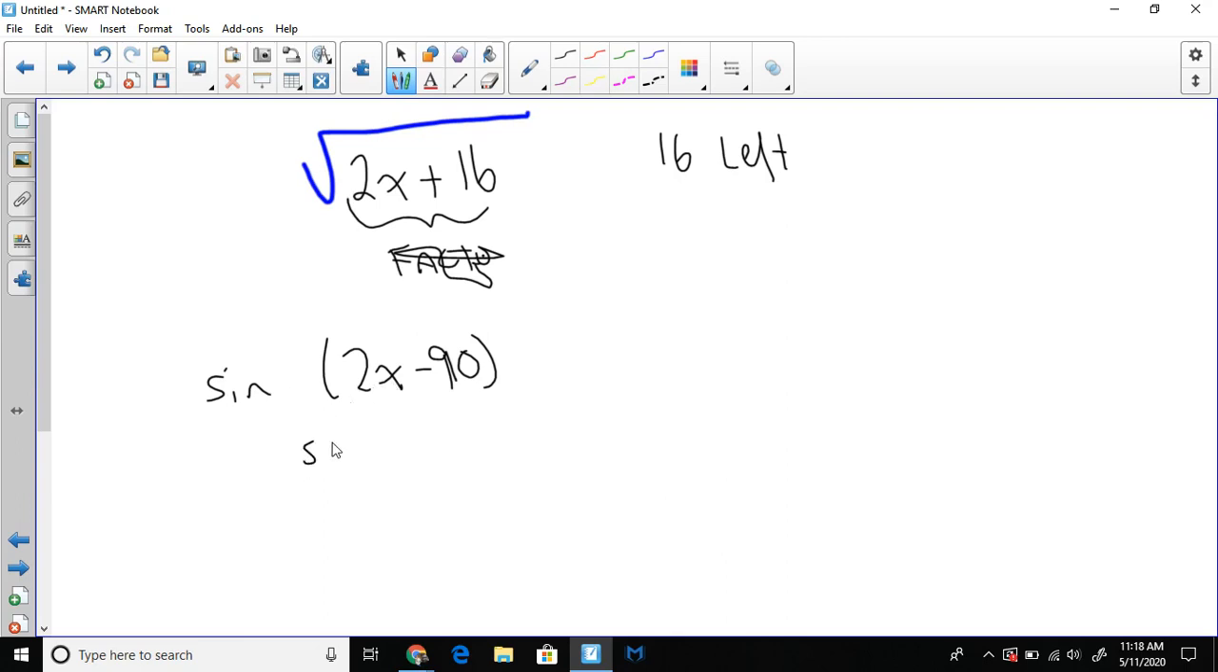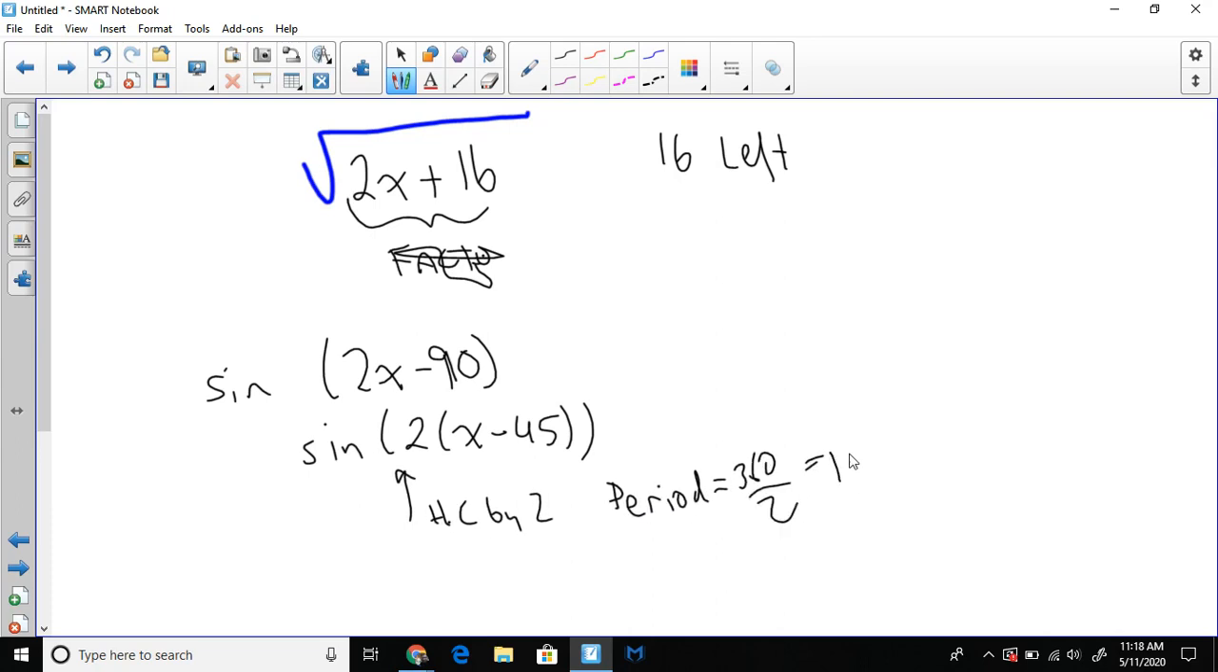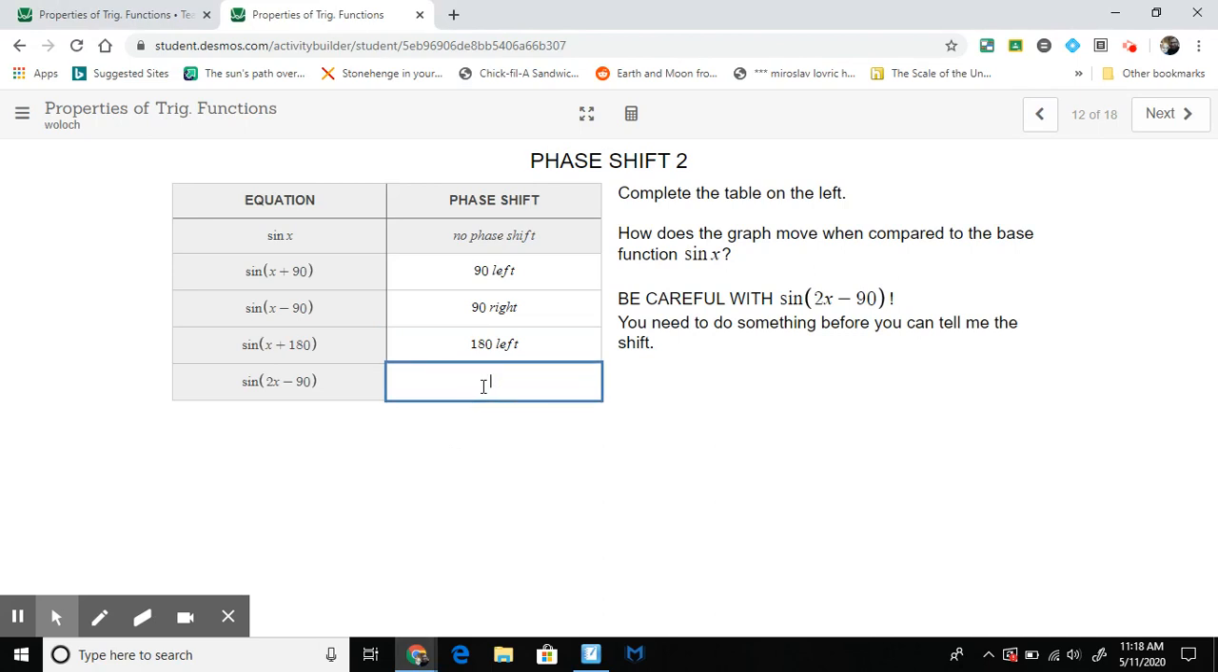So here, what I have to do is take out the 2. The 2 is still a horizontal compression by 2, and I know that means the period of this one is 360 over 2, which is 180. But now my shift isn't 90, it's actually 45. So that's what we would put here, 45 right. So hopefully that's cool.